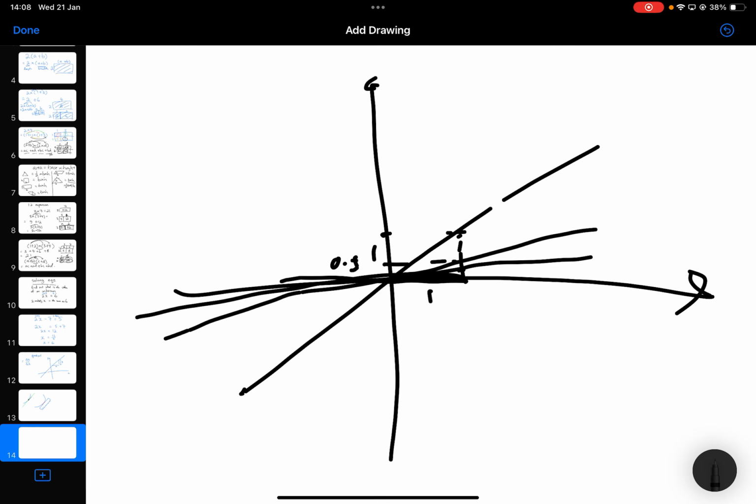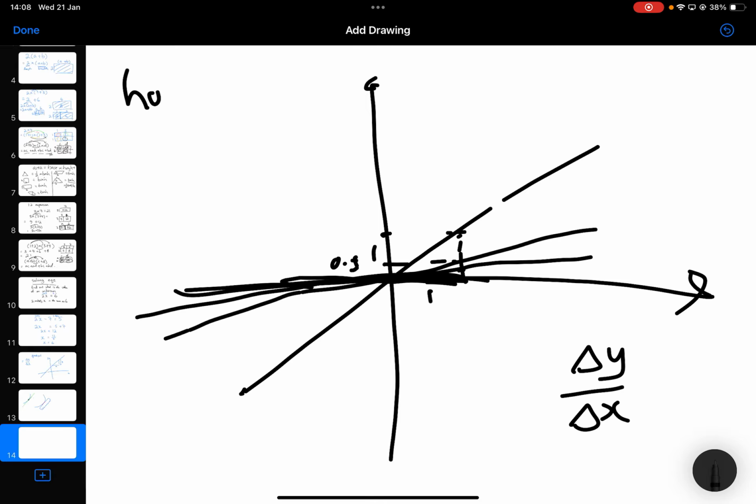Then it will become a horizontal line. My change in y is always 0. No matter how far I go, I still don't go up at all. Okay? Then my change in y, change in x. My change in y is always 0 because I don't move up at all. So it becomes a horizontal line.